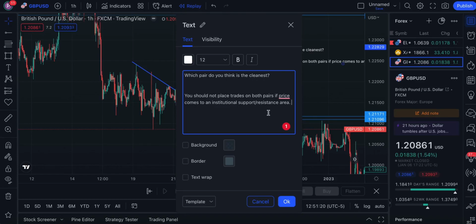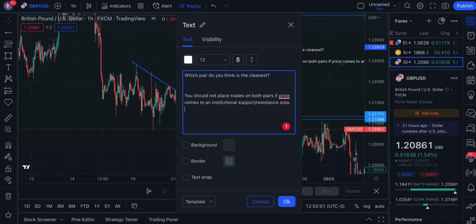So what do I mean by this? Say for example, on EU there's a clean order block, and also on GU there's a very clean order block. Do I enter on both pairs? No, you should not, because that is basically one trade idea. If you think about it, they both move the same. So if one hits stop loss, the other one will hit stop loss.